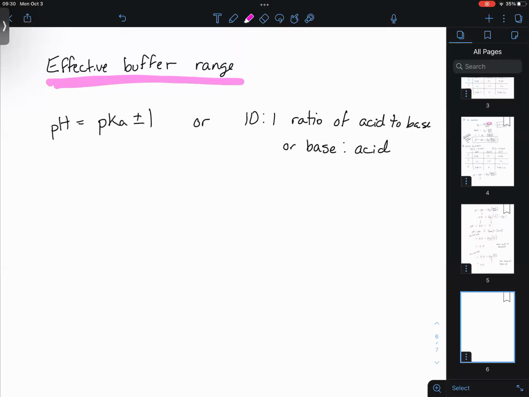Buffers can do very well at preventing pH changes around their pKa's, but they can't when the pH is either too far or too less. And so, in fact, the optimal buffer is when the pH equals the pKa, or there's a 1-to-1 ratio of acid to base, right? That's when a buffer is doing its best job at preventing pH changes, when the pH is equal to the pKa, which is, again, the same thing as saying there's a 1-to-1 ratio of acid to base.